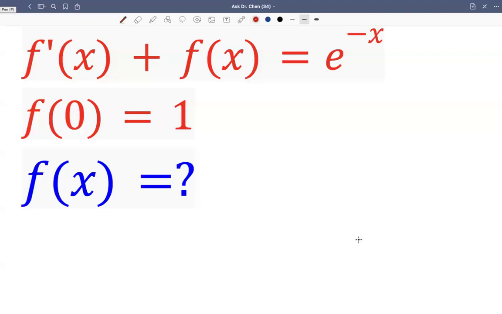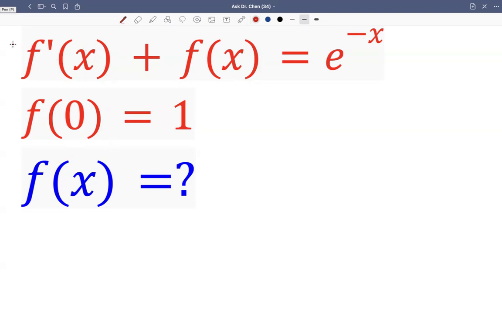Let's see this question. We're given an equation with a first derivative plus the original function that equals e raised to negative x. Then we're given the initial condition f of 0 equals 1, and we're asked to find the original function f of x. So what do we do?